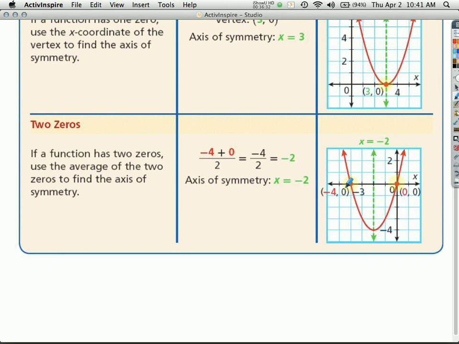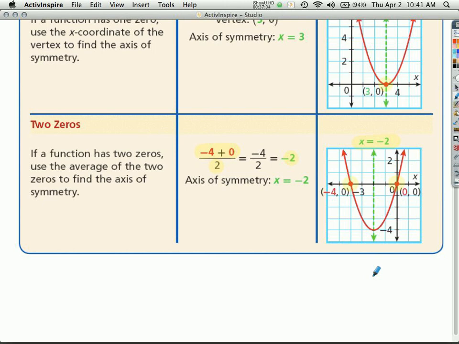Halfway would be 2. So, in this case, we're going negative, so halfway would be negative 2. So this can be shown by just taking the average of the two zeros. Take the average means you add them, divide by 2, you get negative 2. And so the axis of symmetry will be x equals negative 2, and we can just draw a vertical line straight through it. Any questions about that?